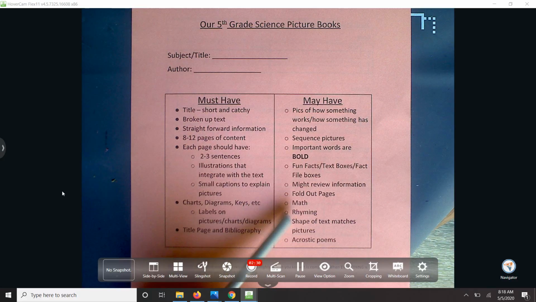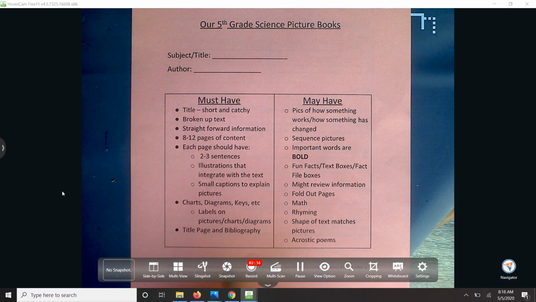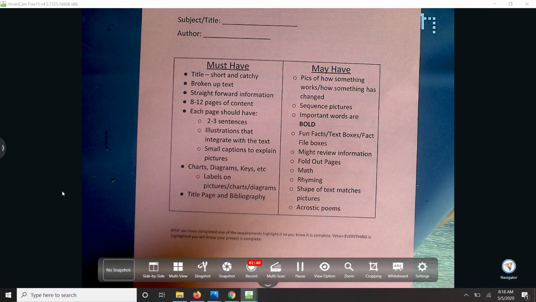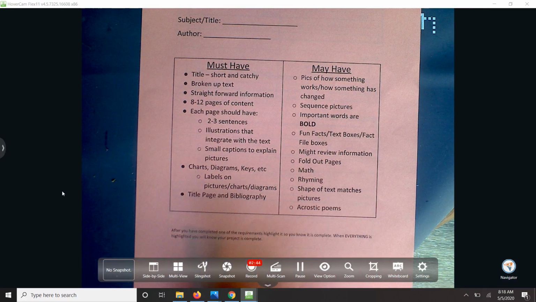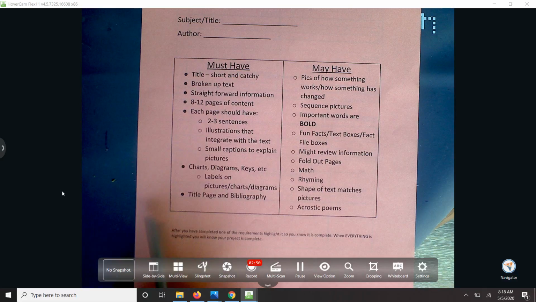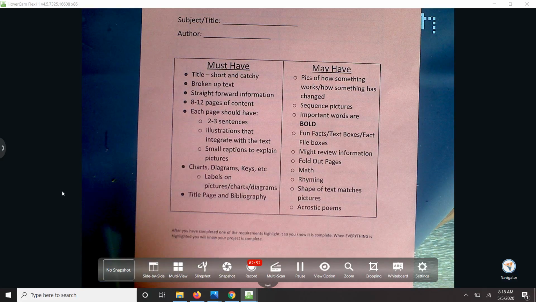You might have math. You might have rhymes. You might have your words go in the shape of a picture. That's common in picture books. You might even have some poems. There's a little note on the bottom of this page that says, after you've completed one of the requirements, you can highlight it or check it off so you know it's complete, and then when everything is highlighted, checked off, crossed off, you'll know your project's complete.